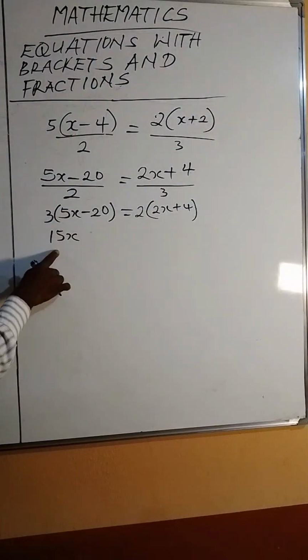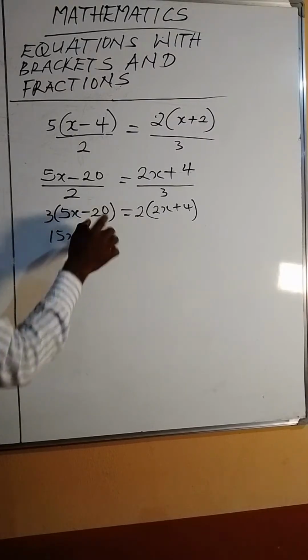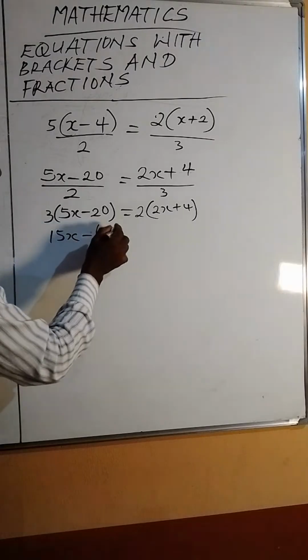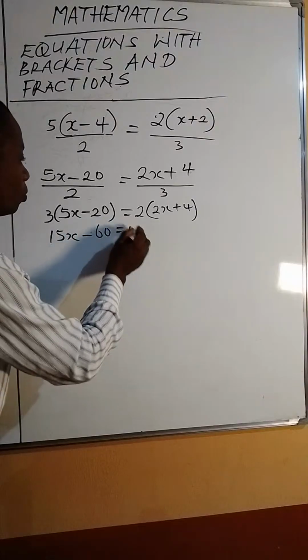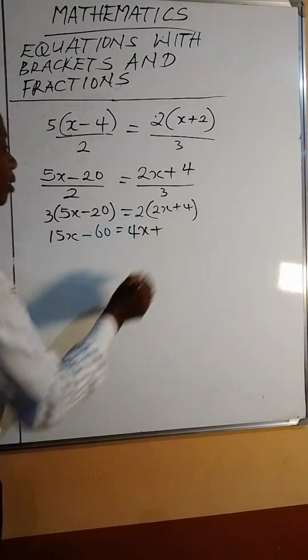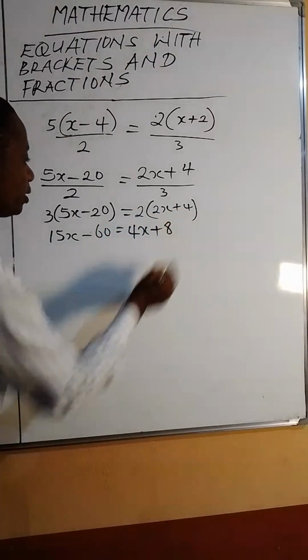Yes, 3 times 5 is actually 15. So we have 15x minus 3 times 20 is 60, equals to 2 times 2 is 4. So we are going to write 4x here, then plus 2 times 4 is actually 8. So we'll write out 8 here.